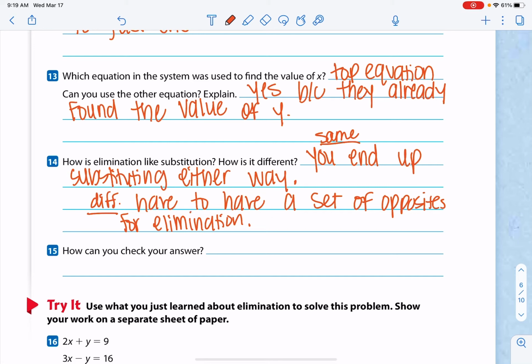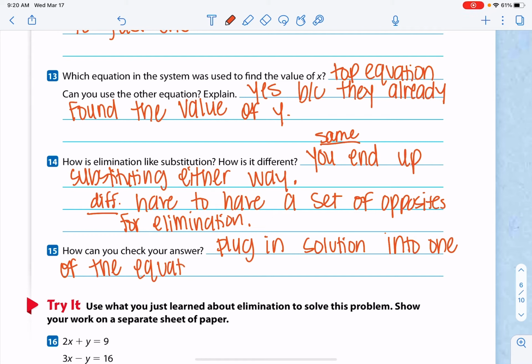And then how can you check your answer? You just plug in your solution or substitute your solution into one of the equations. And then if you come up with a true statement, then you've done it correctly. A true statement means that your solution is correct.